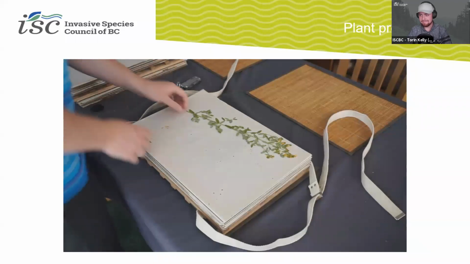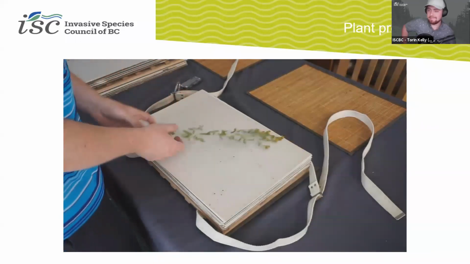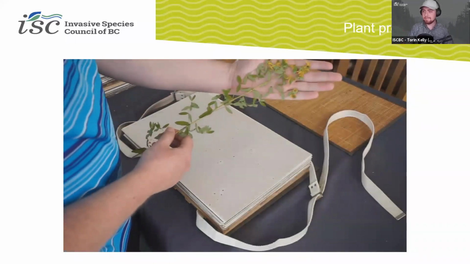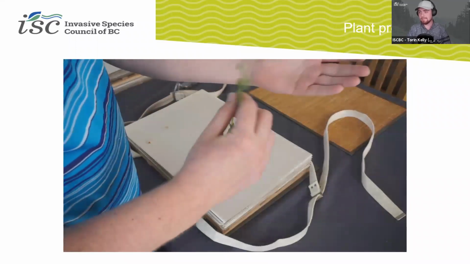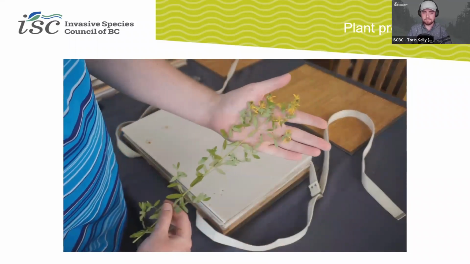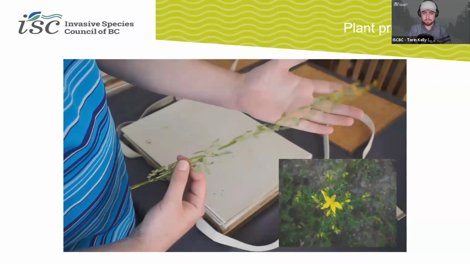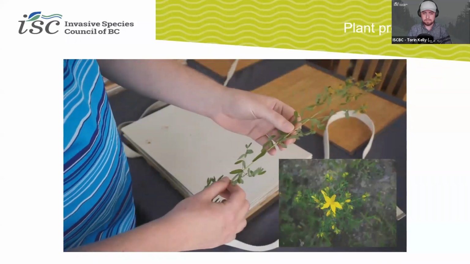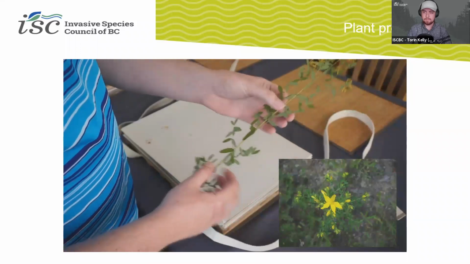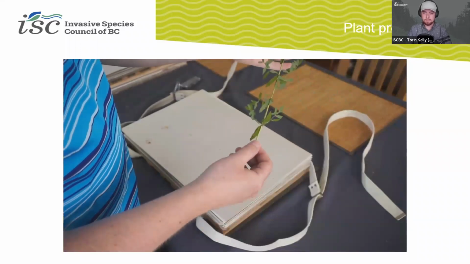Ta-da! So, here is a pressed plant. Now, it looks quite flat, I don't know if you can tell, very flat. This is a St. John's wort. Pretty cool, hey? So basically what we're going to be able to do with this pressed plant is that this will be preserved.